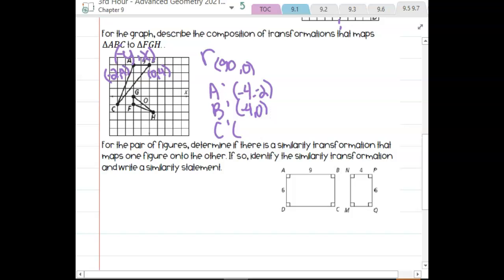And then for C prime, C is at negative 4, negative 1. So we flip the sign of the y and it becomes a positive 1. Flip the x and the y: 1 comma negative 4. And it'd probably be helpful to go ahead and graph that just so we can see it. So negative 4, negative 2, negative 4, 0, and 1 comma negative 4.